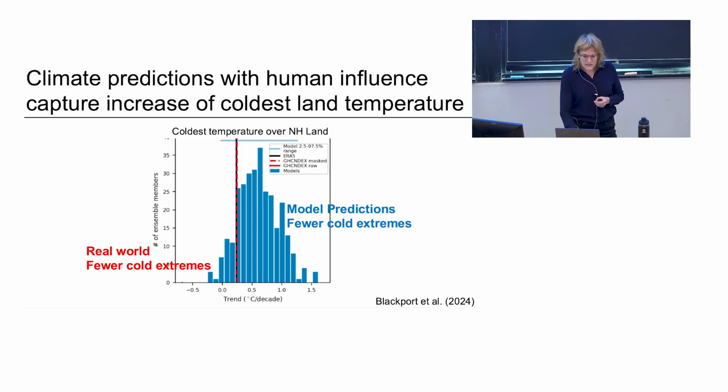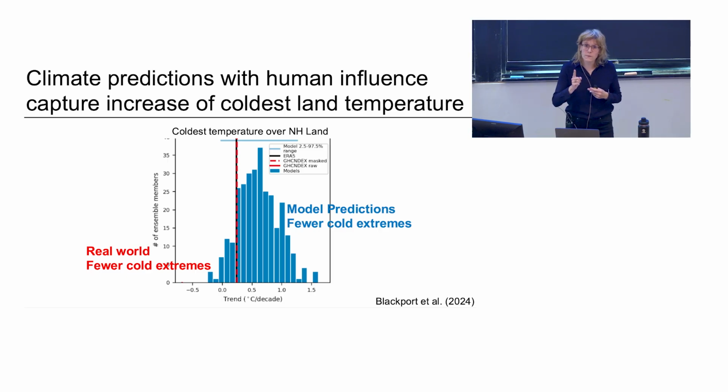If you look at the x-axis, this is over the 40 years, how have these cold temperatures changed in degrees Celsius per decade, the coldest temperatures, over northern hemisphere land? They have warmed, just as I suggested, by about 0.25 degrees Celsius per decade. So that's the red and black line. That's the real world as we measure from station data and so on. Now, the blue distribution is from these climate model predictions.